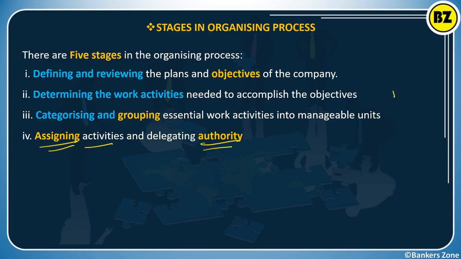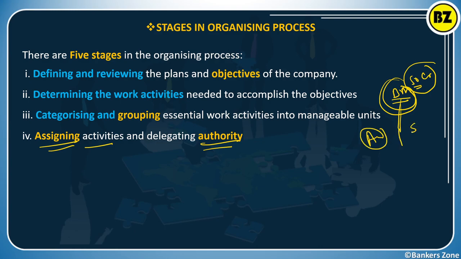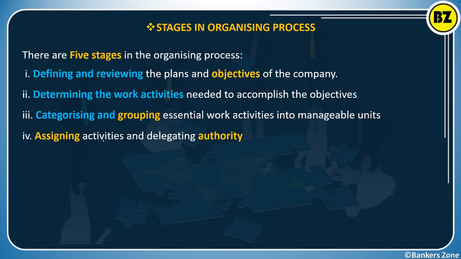Another example: the branch manager has been given a target of, for example, 50 crores. If the bank thinks the branch manager should do 50 crores of business, then the branch manager must be given authority, such as sanctioning loans up to say 5 crores. That means authority must be given when you are assigning the activity. So this is the stage.